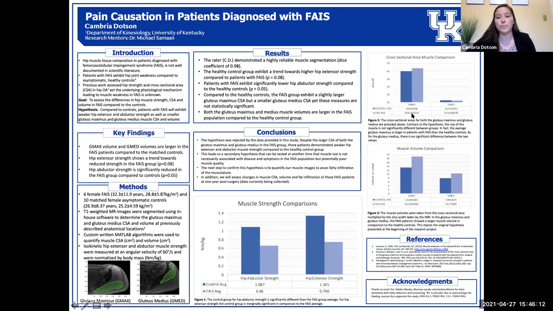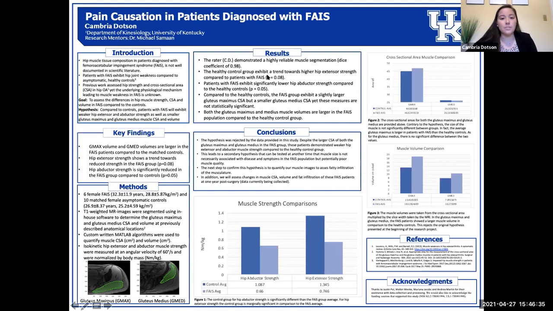area when it comes to the Gmax and just a slightly lower area when it came to the Gmed. Nothing statistically significant between the two, which was actually surprising. And even more surprising is when we move down to muscle volume here, you can see that the FAIS patients, they actually had a larger muscle volume in comparison to healthy controls.